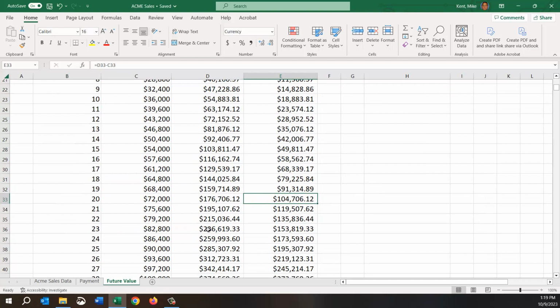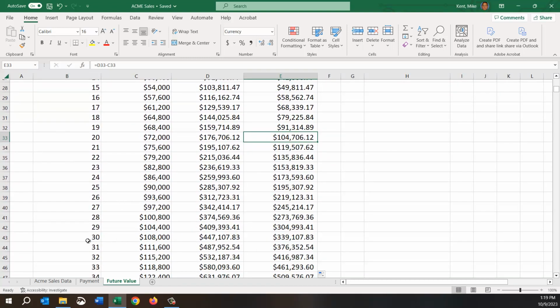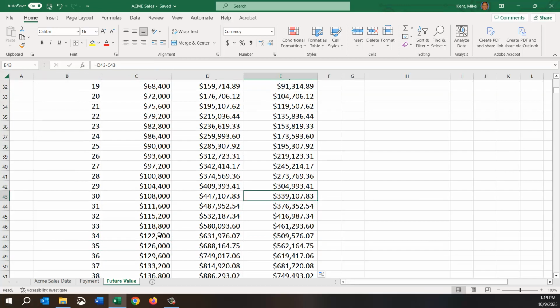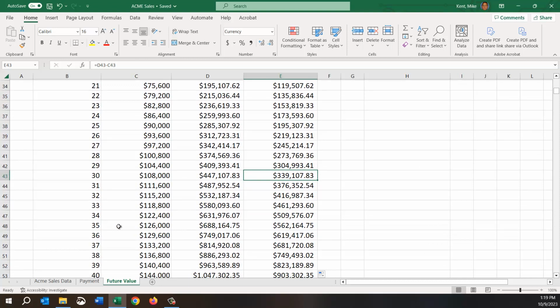Hey, we're getting there. Year 30, I've invested $108,000 over the last 30 years. It's worth $447,000. So I've made $339,000 in interest off my $108,000. Now, year 35. If I start investing when I'm 30 years old and I want to start using it when I'm 65, it gets to grow for 35 years. So I invested $126,000. It's worth $688,000. I made $562,000.